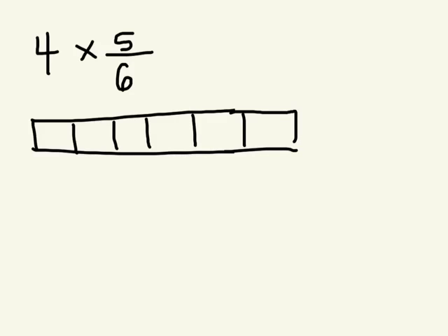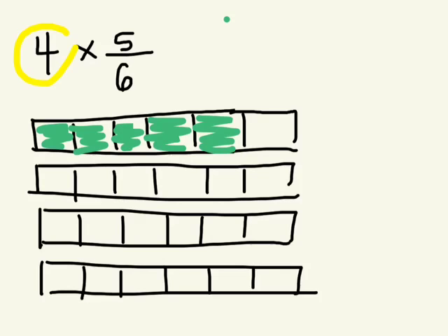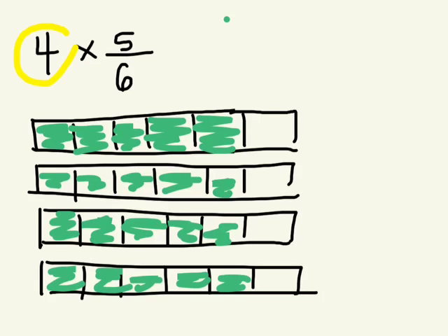So I would color in 5 out of these 6. So we're going to shade in 5 out of 6. 1, 2, 3, 4, 5. And again, because we're looking at the same question, I need to draw this 4 times because it's 4 times. Okay, so I've drawn 4 fraction strips, and I'm going to color in 5 parts for each one. And this method is very similar to the other one we just did.